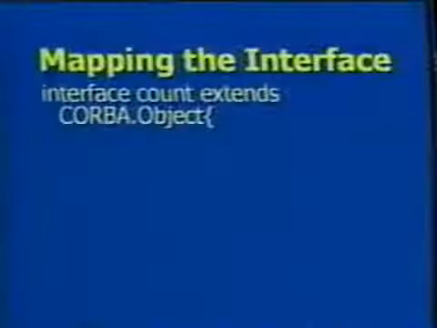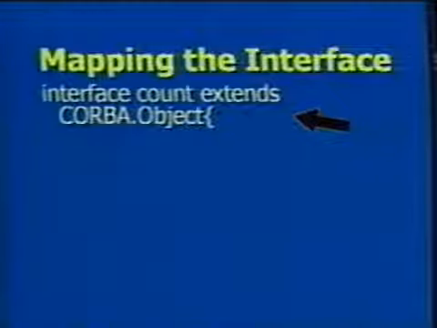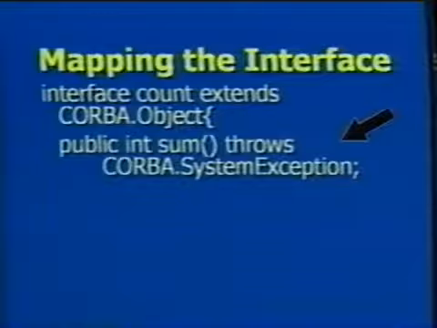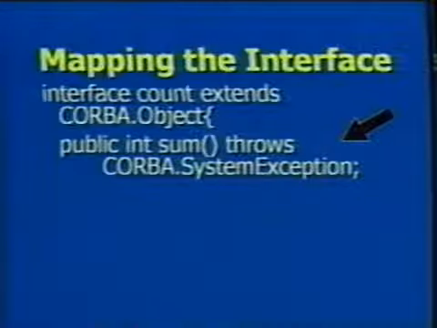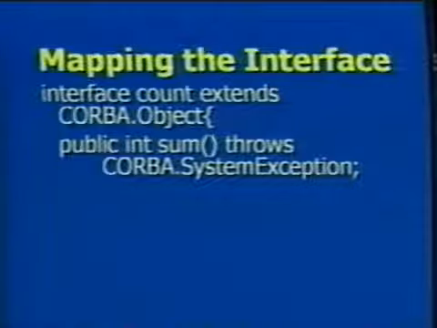First of all, we have interface count extends CORBA.Object. Now, this is followed by a simple method description. This is very similar to the method descriptions we saw in the remote interfaces earlier in this program. Here we have public int sum, which throws a CORBA.SystemException. This is the equivalent in CORBA to the RMI exceptions that we saw earlier.